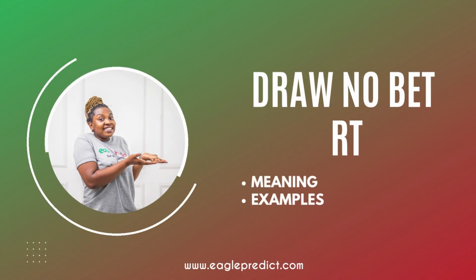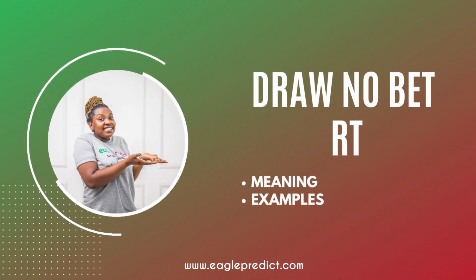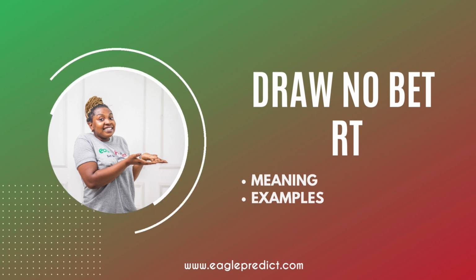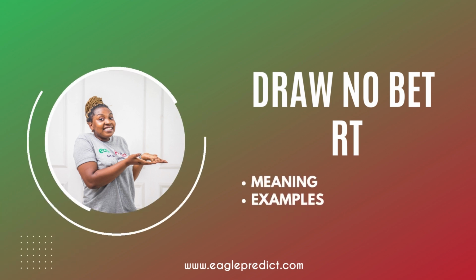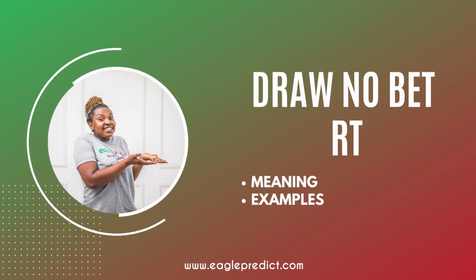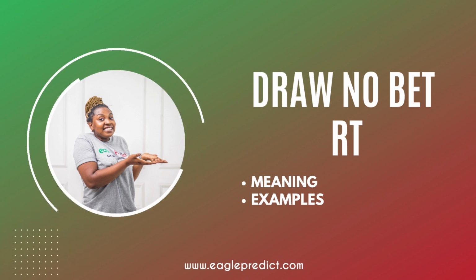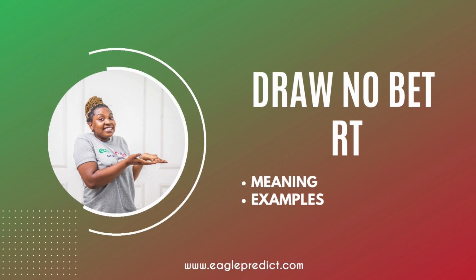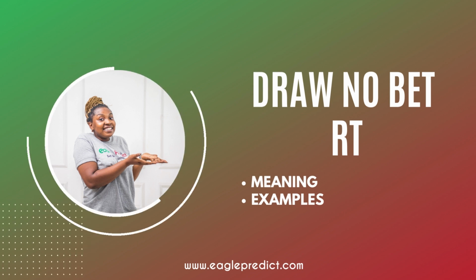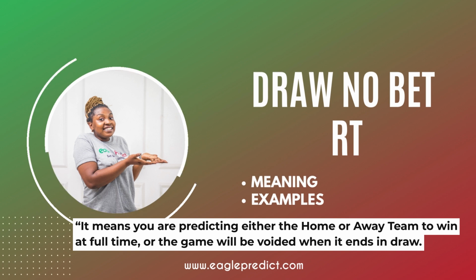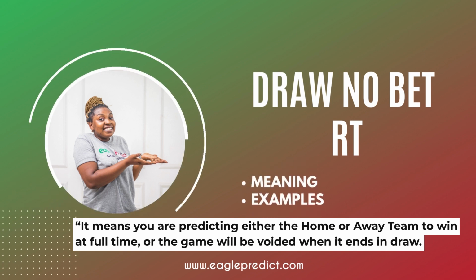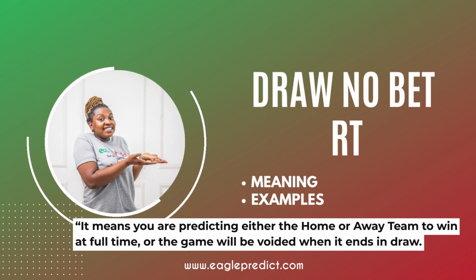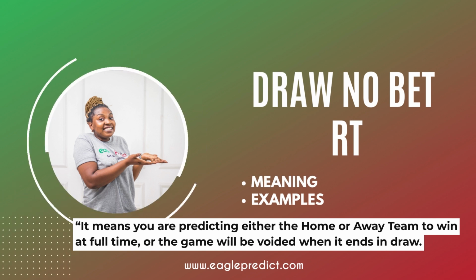Now, our last betting market option in basketball is the draw no bet. Of course, this also sounds familiar in football, but in basketball, there's also the draw no bet market selection. Draw no bet RT. The draw no bet selection only works at full-time, and does not count the overtime. What does draw no bet mean in basketball? Draw no bet means that you're predicting that either the home team or the away team should win at full-time, but if the match ends in a draw, the game is voided.